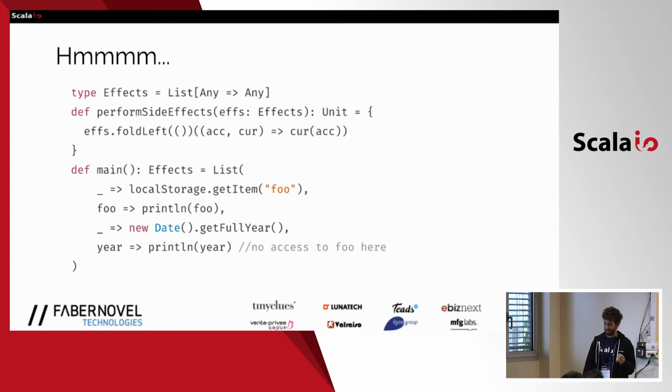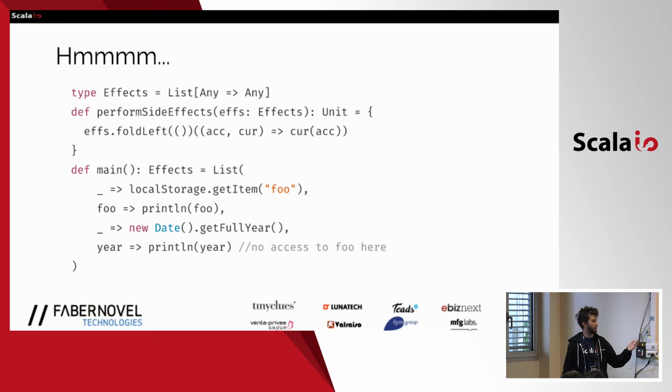Basically, it is a list that gets an item foo out of local storage. Then we take this foo in the next function, right? Because the function is from any to any, we can take it and then print it. And then we can also potentially do other kinds of effects, right?